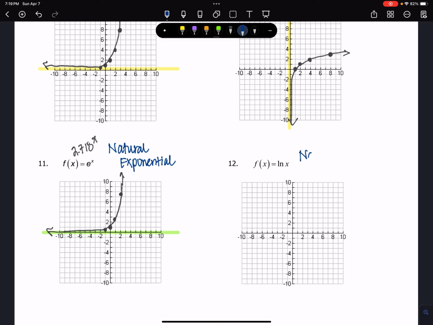And then the next one is called the natural log. It has a vertical asymptote. It takes all of the ordered pairs that are on the natural exponential, and it reverses the inputs and outputs. So 0, 1 becomes 1, 0. 1, 2.7 becomes 2.7, 1. And 2, 7.3-ish becomes 7.3-ish, 2.